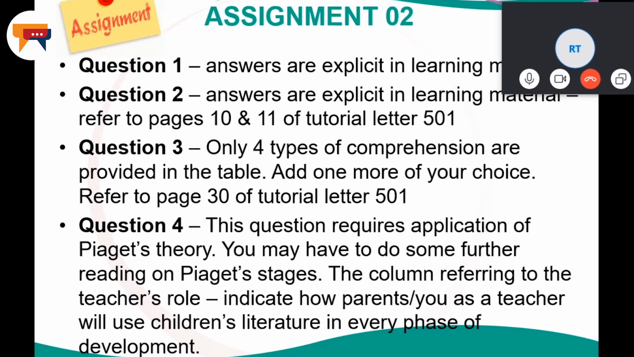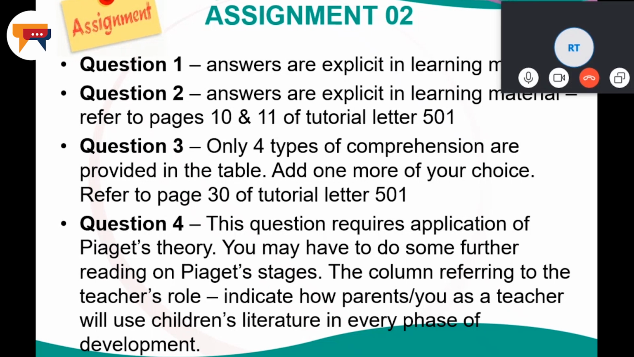Question 1, which is basically define children's literature, define genres, define Africanization. The answers are explicit in the learning material. So you just go to the correct pages 1 and 2 of your study guide, and you'll find it there. What we've seen when we started marking is that students copy the definitions as it is there, and then it's difficult to determine or to establish whether students really understand the concept.